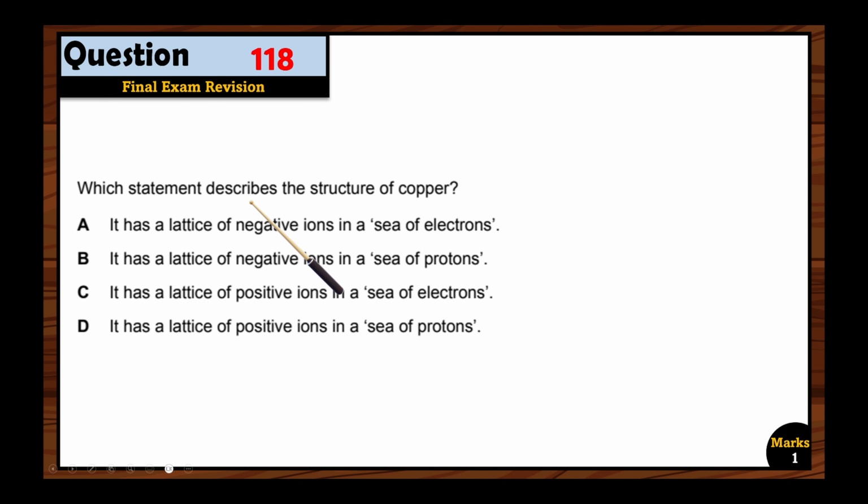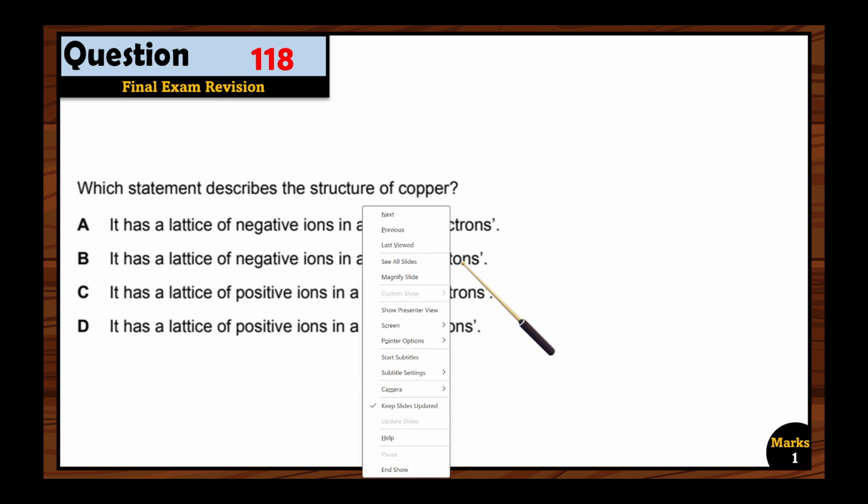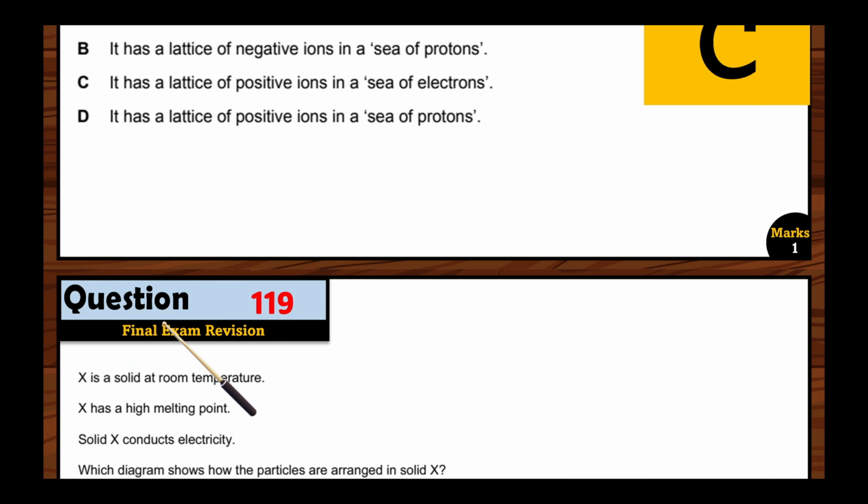Question 118. Which statement describes the structure of copper? Let's see. Copper is a metal, so it has a lattice of negative ions. Wrong. Negative ions, wrong. Metals have positive ions only. It has a lattice of positive ions in a sea of electrons. Yes, that's right. It has a lattice of positive ions in a sea of protons. Wrong. Protons, no. Because how do we get the positive ions? When the metal loses the electrons, right? So that's why option C is right.